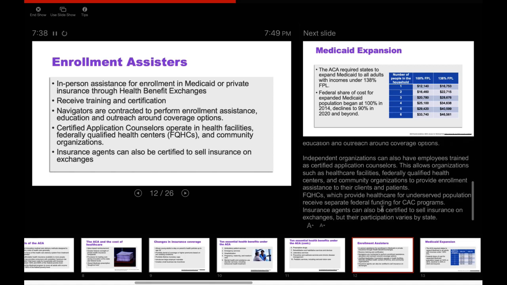Independent organizations can also have employees trained as certified application counselors. This allows organizations such as healthcare facilities, federally qualified health centers, and community organizations to provide enrollment assistance to their clients and patients. FQHCs, which provide healthcare for underserved populations, receive separate federal funding for CAC programs. Insurance agents can also be certified to sell insurance on the exchanges, but their participation varies by state.